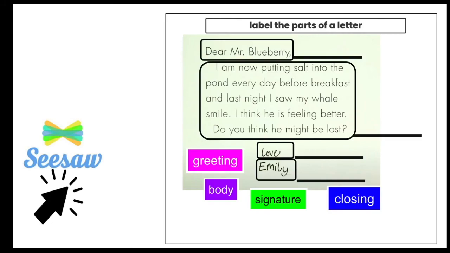Now it's your turn to use the hand tool in Seesaw to move those words next to each part of the letter. Good luck!